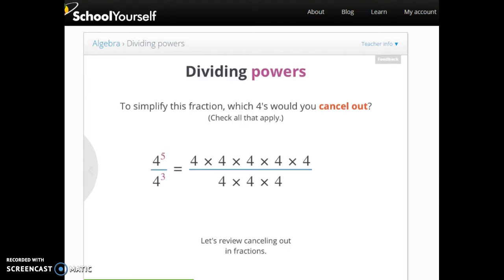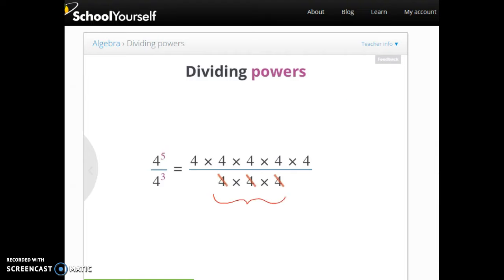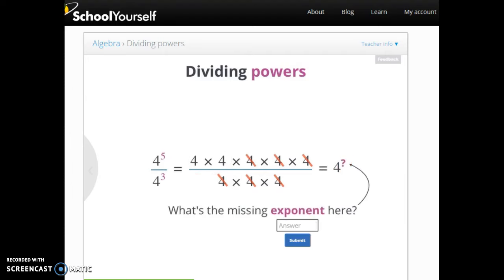Exactly, so there's lots of cancellation. The 3 4s in the denominator here will cancel with 3 4s in the numerator. You could have picked any 3 4s in the numerator, like these 3. So after canceling out all these 4s, 4 to the 5th divided by 4 to the 3rd equals 4 times 4, which is 4 raised to what power?